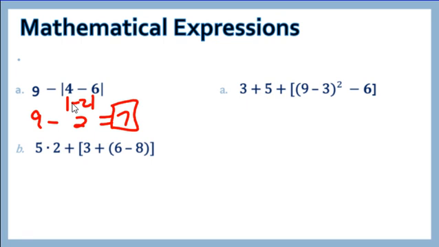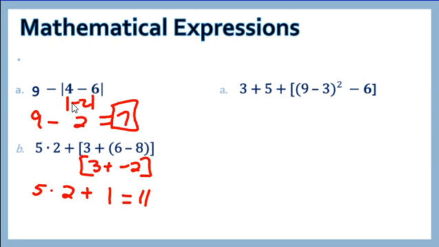One below it, 5 times 2 plus the quantity 3 plus 6 minus 8. So I do parentheses and braces first, starting from the inside. 6 minus 8 is negative 2. 3 plus a negative 2 is really 3 minus 2, which is 1. And I bring the plus sign down, the 2 down, multiplication, the 5. Follow order of operations, multiply before addition. 5 times 2 is 10, plus 1 is 11.